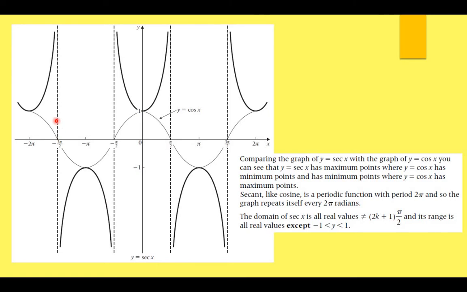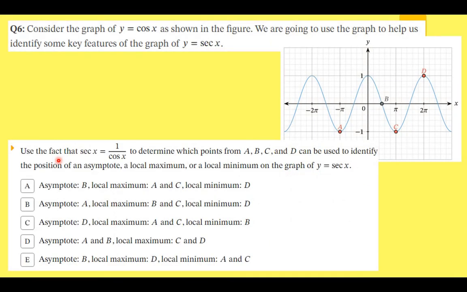You are not allowed x values where the asymptotes are, so that means the domain, the set of possible x values, is everything except odd multiples of pi over 2. And the range, the set of y values allowed, is everything except this middle bit between -1 and 1. Okay, right, so use those features.